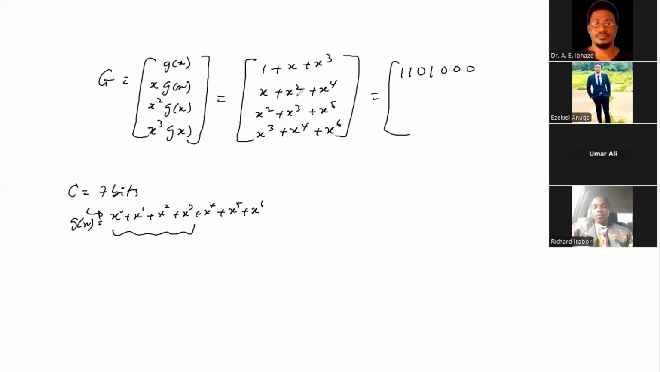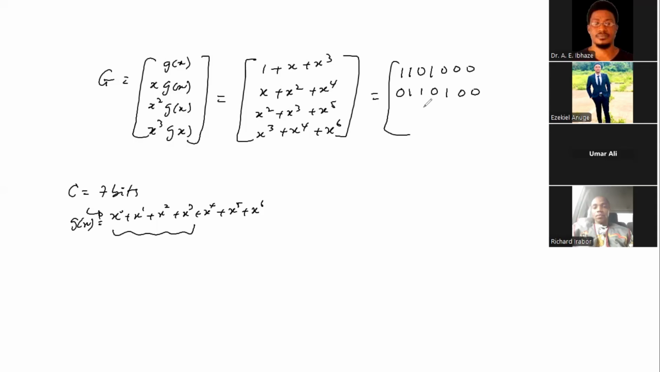Now for the next row of my matrix, I have x squared. X is 1, x squared is 1. Then x to the power of 4. So this is 0, this is 1, and this is 0, all right? So the other two will be 0, 0.